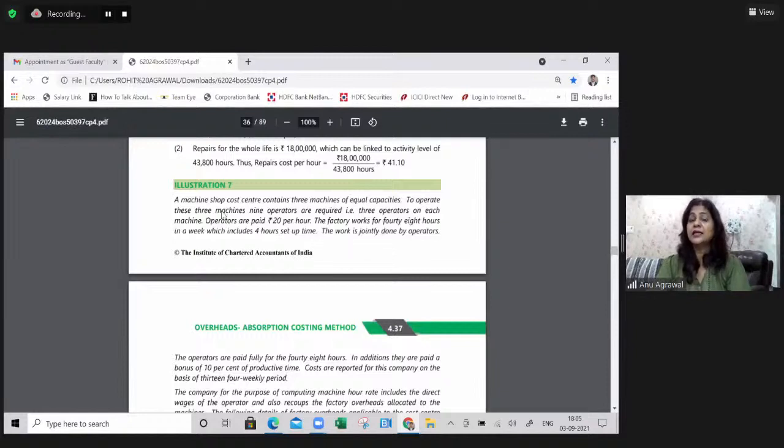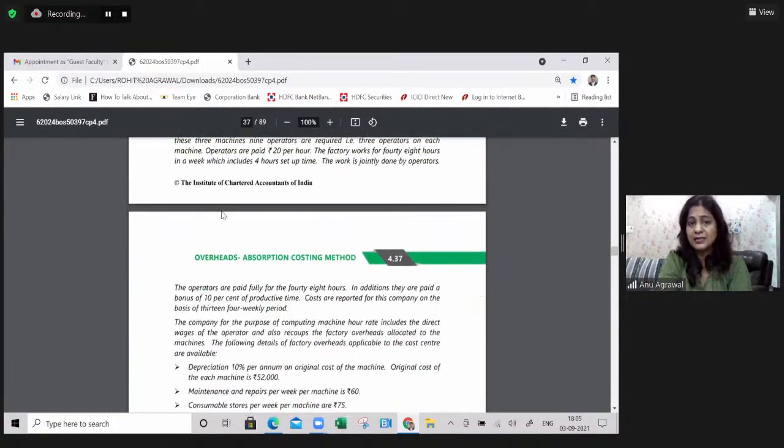Okay, so that is one thing. Here they are saying that my factory works for 48 hours, but in those 48 hours, 4 hours are for setting up. That means you can't afford to work for all 48 hours. 4 hours you will have to hold up the machine, or it takes time for the machine to get ready. So if we are finding a comprehensive rate, then this setup time becomes a normal loss kind of a thing. Okay, now let's read further.